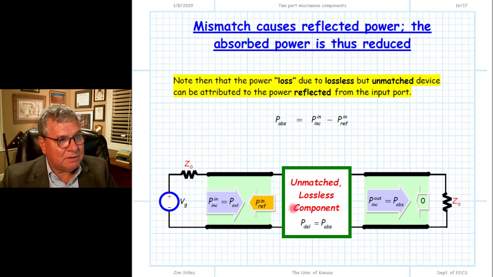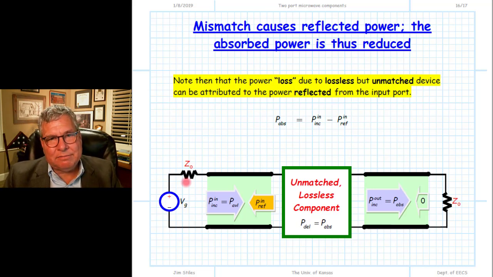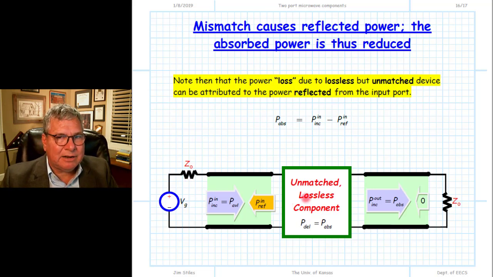Now that net power, if this is lossless, is going to be absorbed by that load, which means that the power absorbed by the load will be less than the available power of the source. Again, we get this idea of loss. It's not loss from the standpoint of something heating up, the way we have a loss in a lossy device that turns electromagnetic energy into heat. No, in this case, the loss is sort of a lost opportunity. We could have extracted more power, but we didn't.